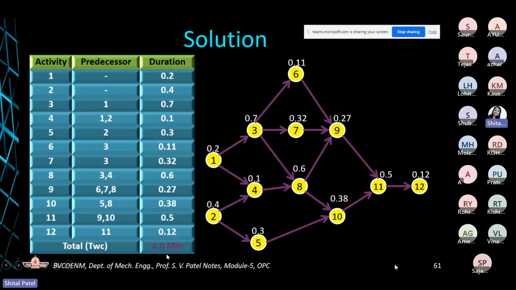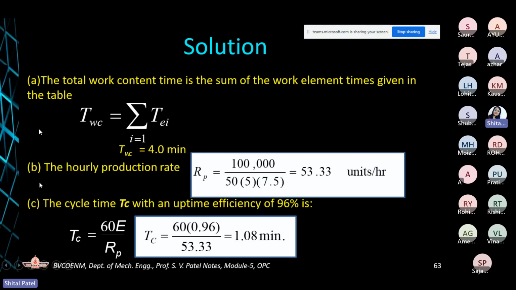So 4 minutes are going to be consumed to produce a single unit of a product, right? So here work content time is your 4 minutes. So here we have a summation of all these activities. We'll be getting TWC equal to 4 minutes. Now hourly production rate means demand divided by the number of hours required, so we have divided. So production rate in terms of units per hour is calculated over here as 53.33 units.